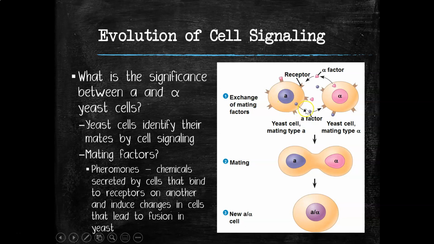So the A cell will produce its A factor or A pheromone that is specifically shaped to attach to receptors that are on the alpha cells. The alpha cells are then doing the same. And so what that will do is they will attach to those opposite receptors, cause signal transduction pathways to happen within these two cells that will then ultimately cause a response for those cells to induce this fusion of these yeast cells, and then they'll go off and reproduce from there.